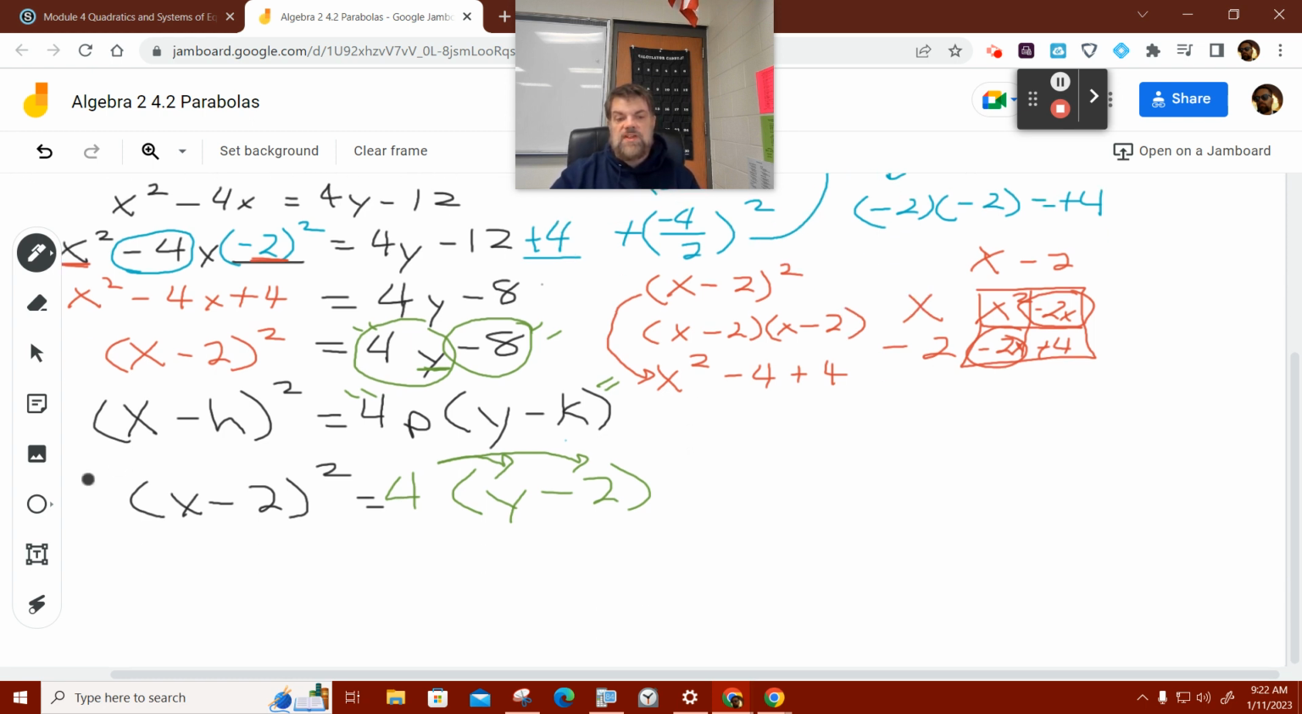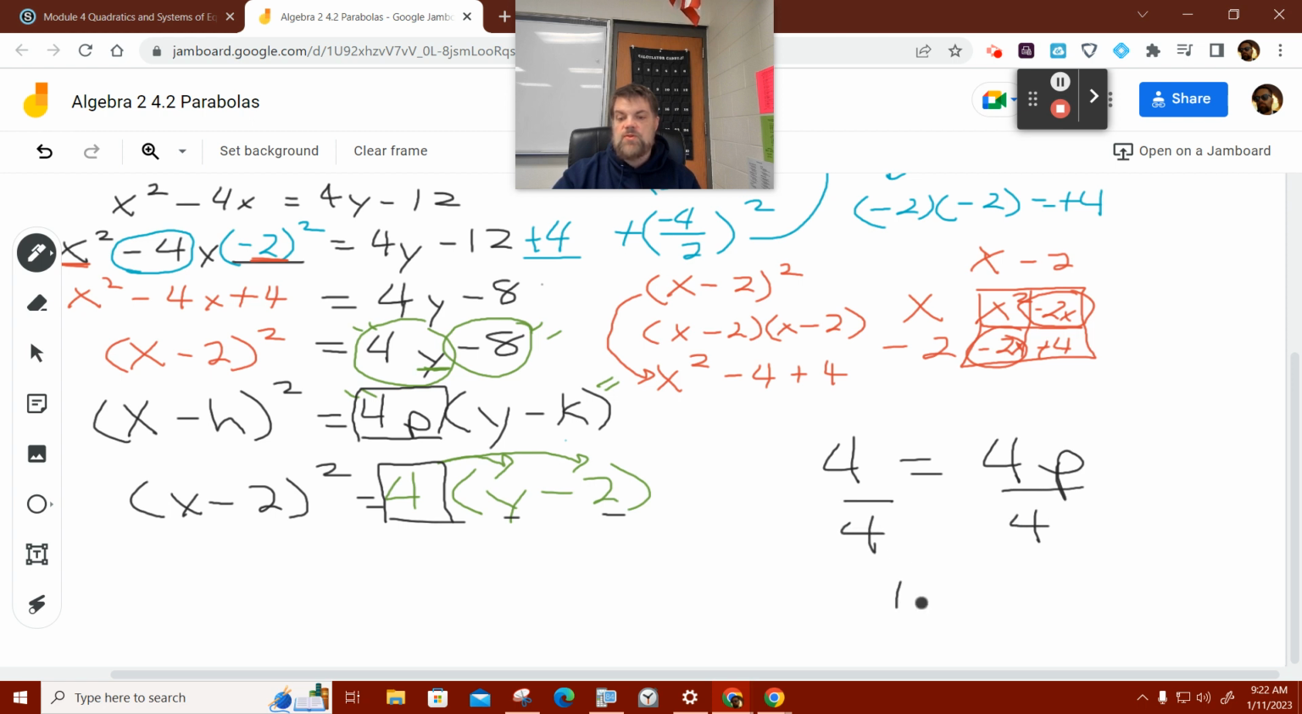There has to be a p in here somewhere, so whatever is in front of the (y minus k) has to be set equal to 4p, because that's the formula. In other words, this stuff in the box has to equal this stuff in the box. So I set them equal, and then I solve. 4 divided by 4 equals 1. In other words, p equals 1.